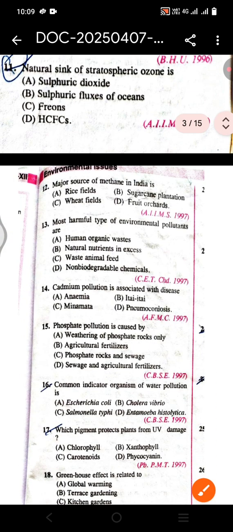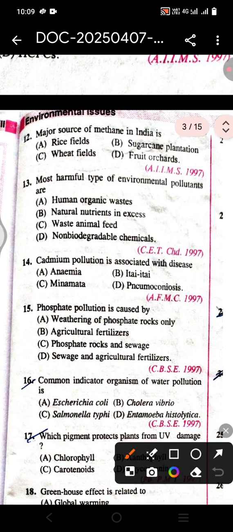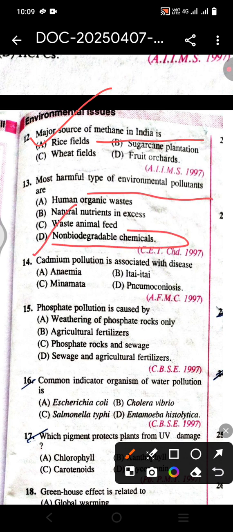Next one, major source of methane in India. Major source of methane in India is, so it is the paddy field or rice field. Most harmful type of environmental pollutants are, so they are the pollutants which are non-biodegradable. Option number D is correct one.